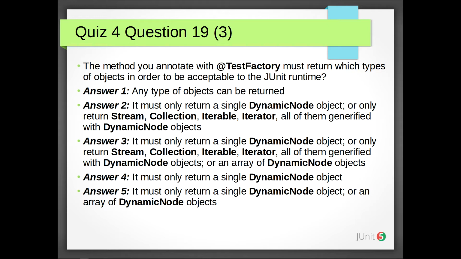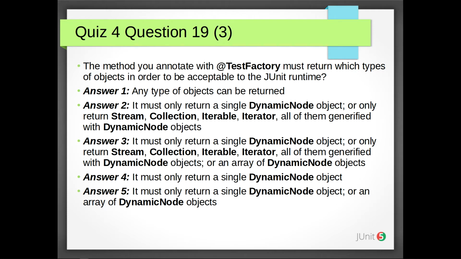Answer 3. It must only return a single DynamicNode object, or only return Stream, Collection, Iterable, Iterator, all of them generified with DynamicNode objects, or an array of DynamicNode objects. Answer 4. It must only return a single DynamicNode object. Answer 5. It must only return a single DynamicNode object or an array of DynamicNode objects. And the correct answer is 3.